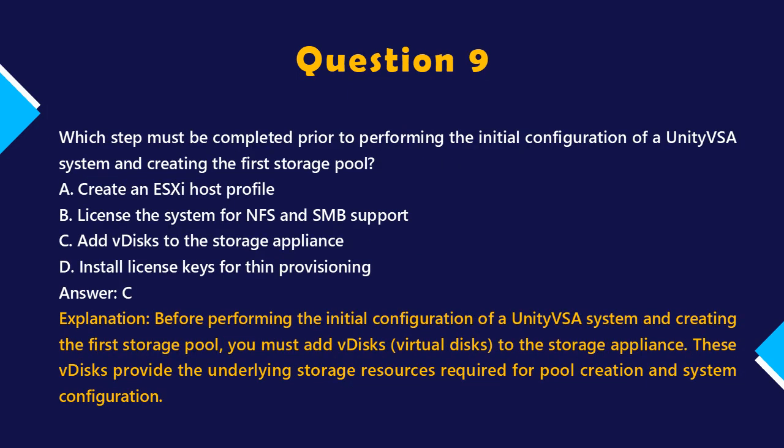Question 9. Which step must be completed prior to performing the initial configuration of a Unity VSA system and creating the first storage pool? A. Create an SC host profile. B. License the system for NFS and SMB support. C. Add vDisks to the storage appliance. D. Install license keys for thin provisioning.